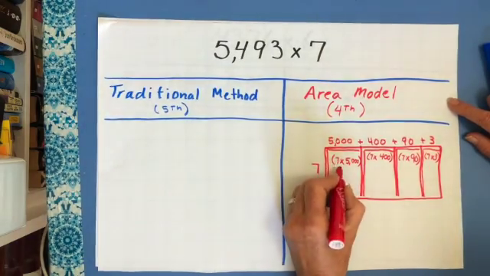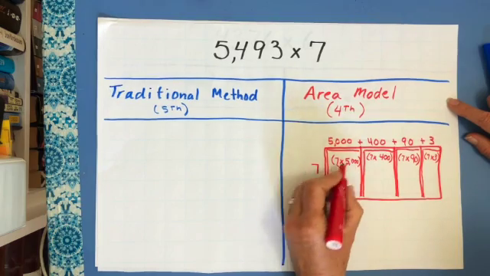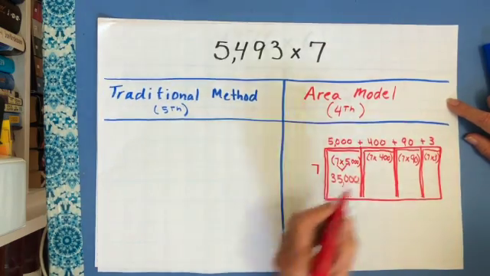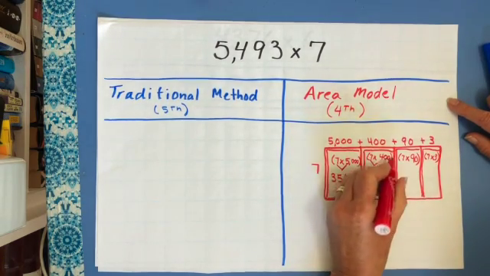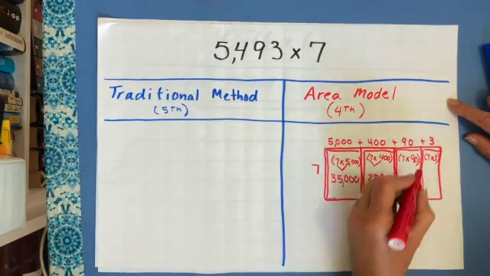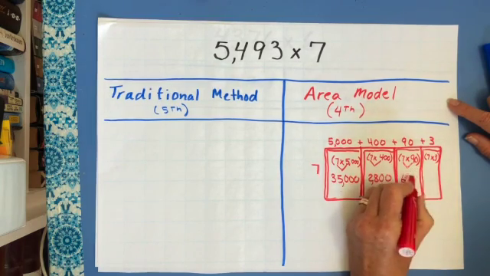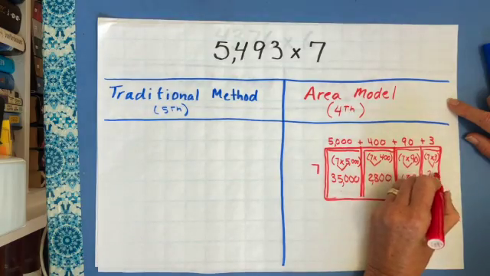Okay, now I'm just going to solve for each box. 7 times 5 is 35, and there's 3 zeros. 1, 2, 3, so that's 35,000. 7 times 4 is 28, and there's 2 zeros. 1, 2, so I've got 2,800. 7 times 9 is 63 with 1 zero, and 7 times 3 is 21.